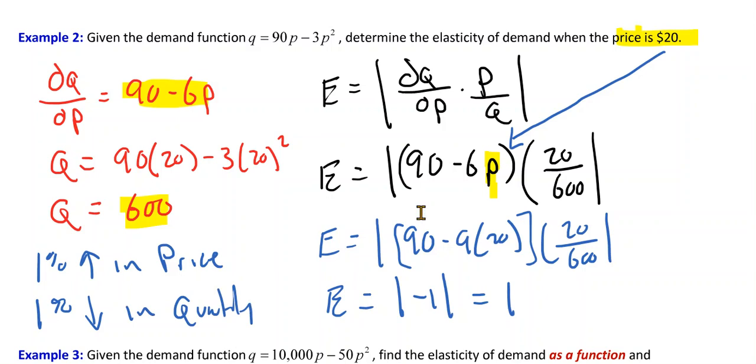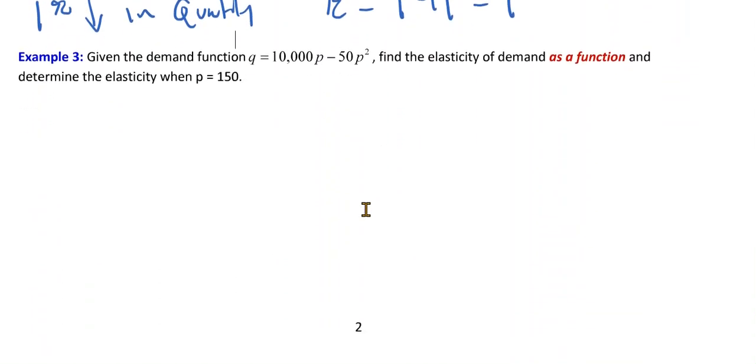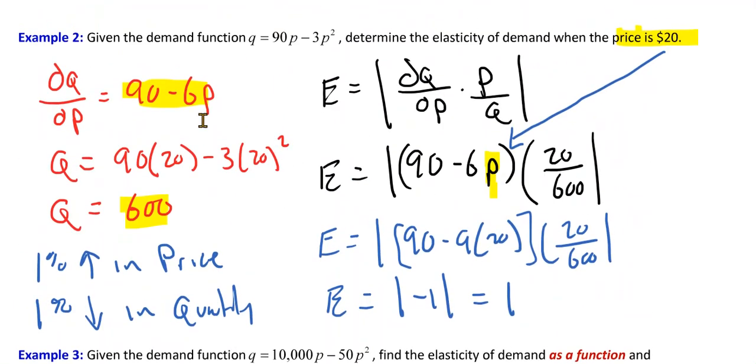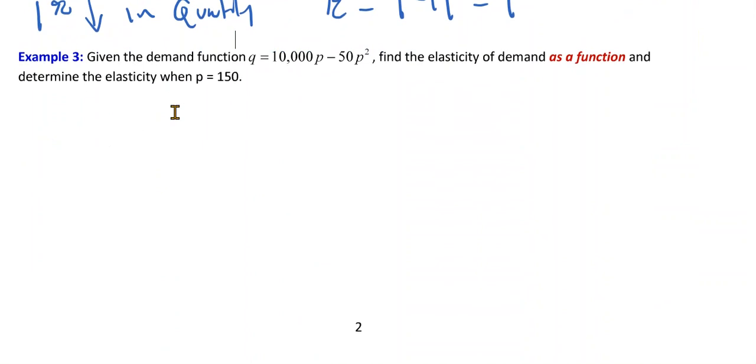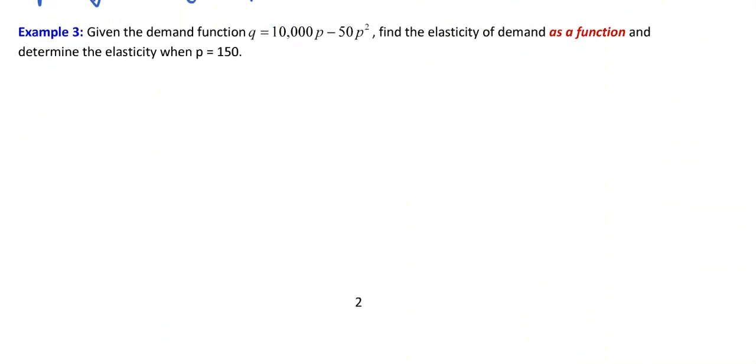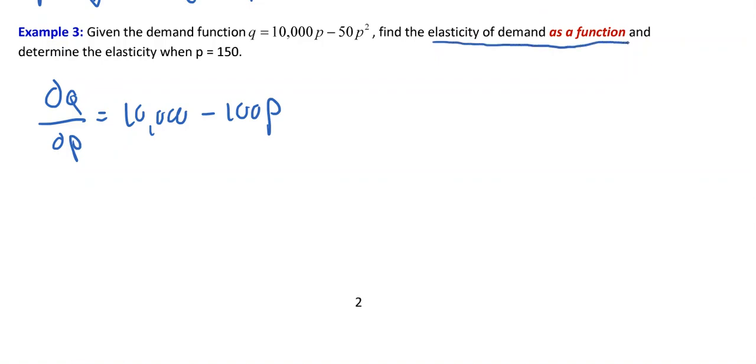Let's do one more example. Now, in this example, they specifically ask you to find demand as a function. Well, that's basically what we did here. 90 minus 6p is a function. That was our derivative. So we just have to write the derivative as a function. So first of all, dq/dp is equal to 10,000 minus 100p. So that answers this question. Elasticity of demand, I'm sorry, that is just dq/dp as a function. I haven't quite gotten there yet, I'm sorry.